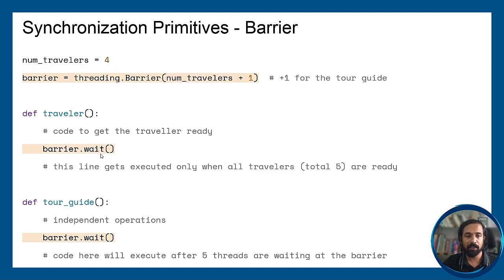So whenever this wait is called, the execution gets blocked until this wait is called at least 5 times, which is the value we have used to initialize the barrier. So the execution gets stopped until the wait method on the barrier object is called at least 5 times, and this line gets executed only when all travelers, which means a total of 5, are ready. Similarly, the code goes past the wait method call after 5 threads have completed the wait method call.